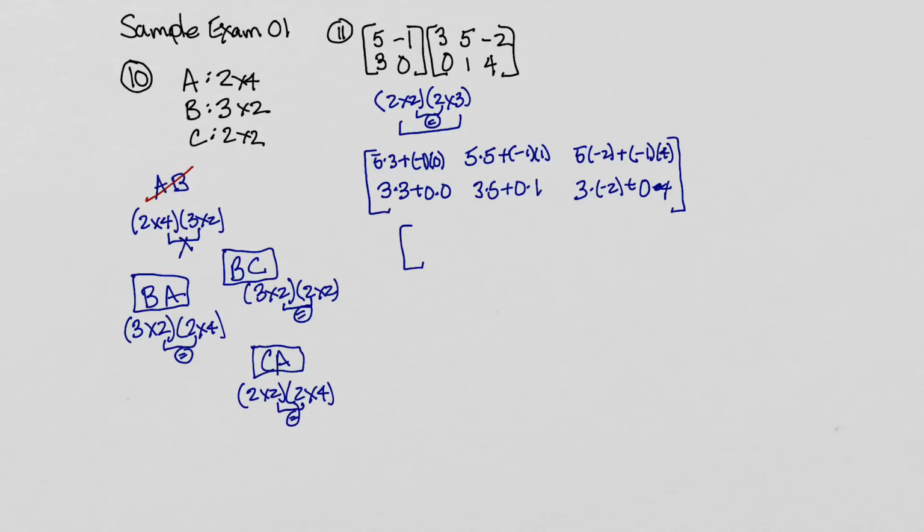So simplifying, in the top left we'll get 15 plus 0, so we'll get a 15. Over here, we'll get 25 minus 1, that looks like a 24. And then here, we'll get negative 10 minus 4, negative 14. And then down here, we'll get a 9 plus 0 is 9, and 15 plus 0 is 15. And then, finally, negative 6 and 0 is negative 6. And I think, if all the arithmetic is correct, that should be our matrix.